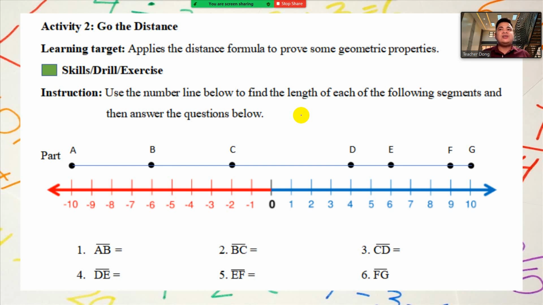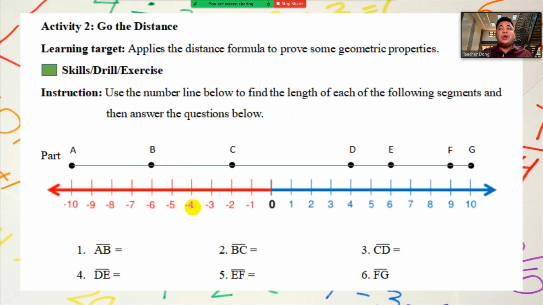I know you are already familiar with this one because it was taught when you were still in grade 7. This is actually the way of counting the number of units from point A to point B. So we're talking about the absolute value of the number of units. Now, use the number line below to find the length of each of the following segments and then answer the questions below. As you can see, we have our number line and the points. Let's have number 1, segment AB.